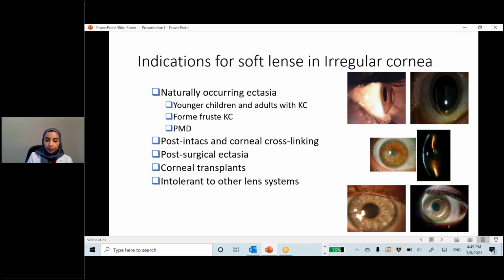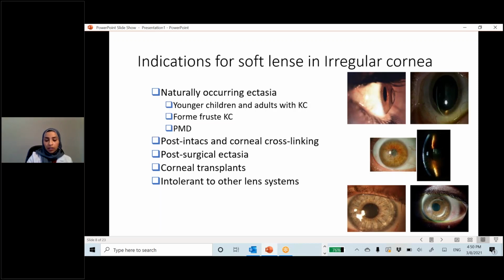Corneal transplant can be really tricky to fit because they are unpredictable. You don't have a predictable curvature of the cornea, and so that can make a corneal lens fitting in particular very challenging, with a lot of instability and sometimes harsh bearing of the graft-host junction.